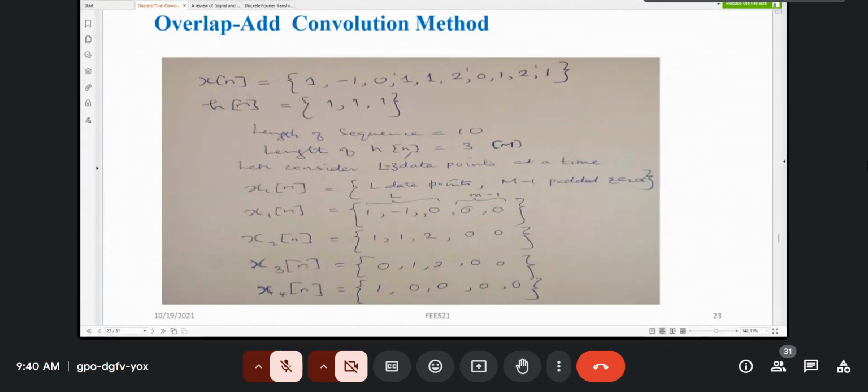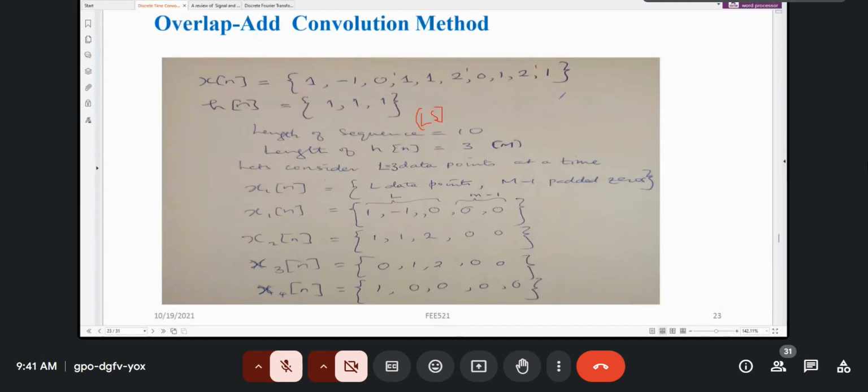Let's go to the example. It is easy when you go to the example. So here we have x of n, which has got how many samples? 1, 2, 3, 4, 5, 6, 7, 8, 9, 10. It's 10 samples. This is the length of the sequence, which we call LS, not to be confused with the L we are talking about. LS is equal to 10. The length of h(n), that is the impulse response, which we are calling M, is 3.